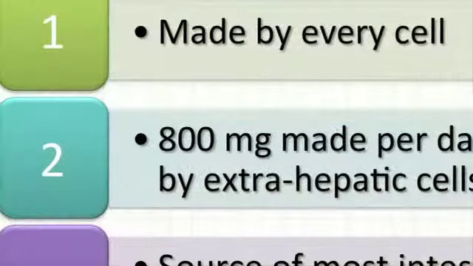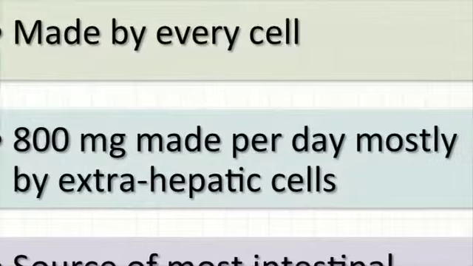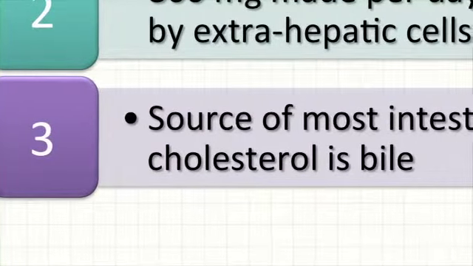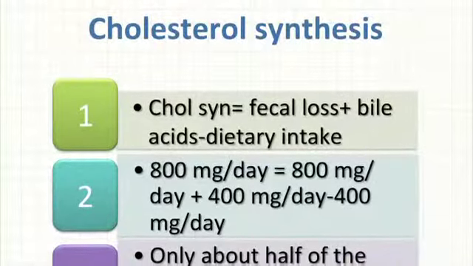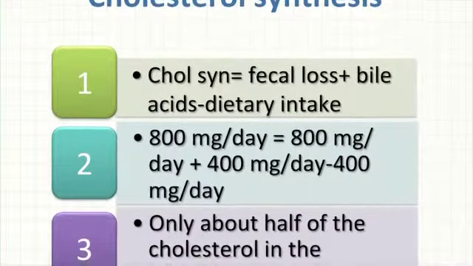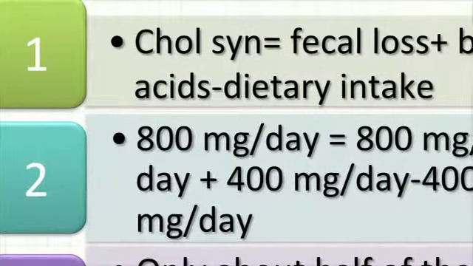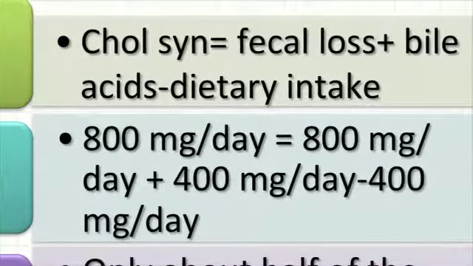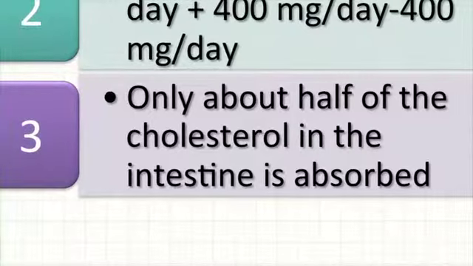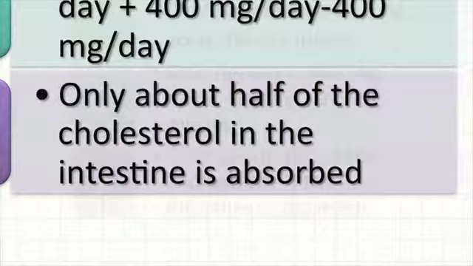We make about 800 milligrams per day, mostly in cells outside the liver, interestingly enough. The source of most intestinal cholesterol is bile, and that, of course, is the cholesterol that is made by the liver. This is a quick preview of what we do with our cholesterol. Cholesterol is synthesized. We lose some of it in our feces. We make some of it, that's the bile acids that I talked to you about, and of course we have dietary intake. In the end, only about half of the cholesterol that we ingest is really absorbed. The rest is lost in our feces.